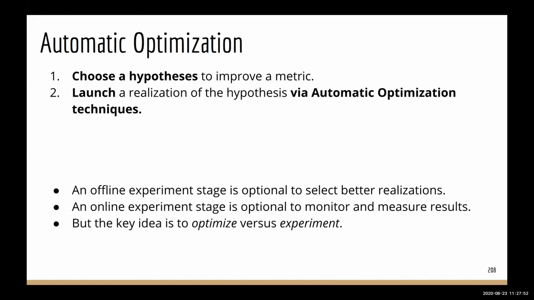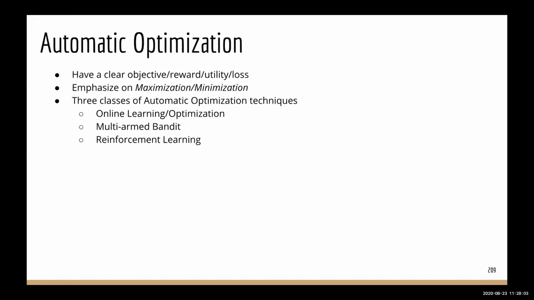Now, the reason I don't mention that part is trying to emphasize the key idea here is to optimize versus using experiment as a way to improve the number. So how do we optimize? Well, you have to have a clear objective, right? So it could be objective, reward, utility, loss, you name it, but you need to somehow define it in a very clear way, right? And then you have to either maximize it or minimize it. So there is a very clear notion of that.